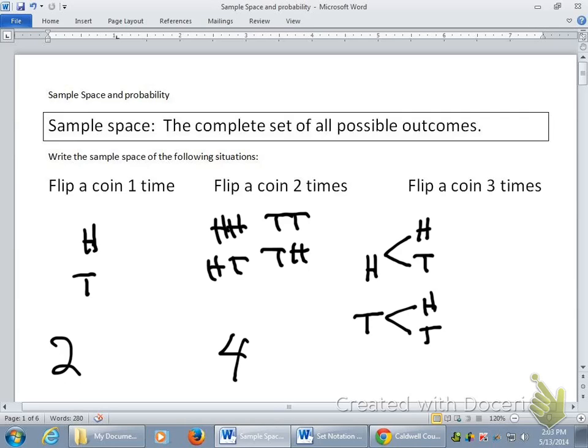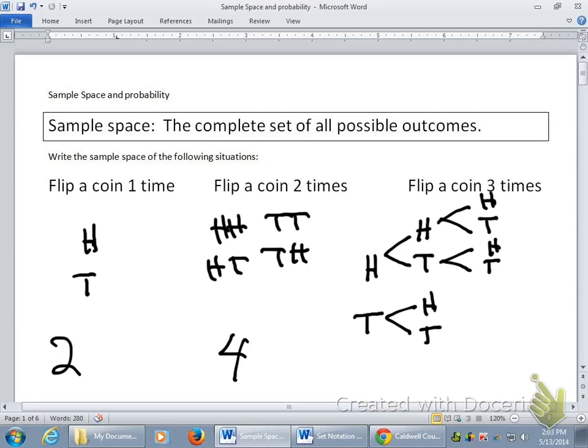Now, of course, these represent the first flip. These would be the second flip. Now, if I did a third flip, I could have a head on the first flip, a head on the second flip, and then I could get a head or a tail again. Now, what if I had a head the first time and then a tail the second time? I could still get another head or a tail.